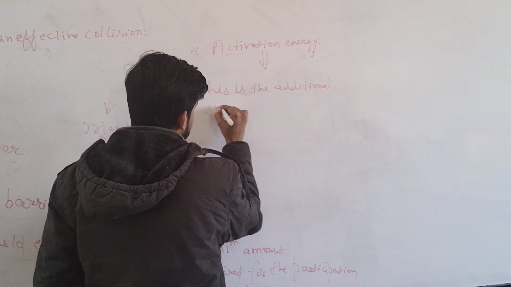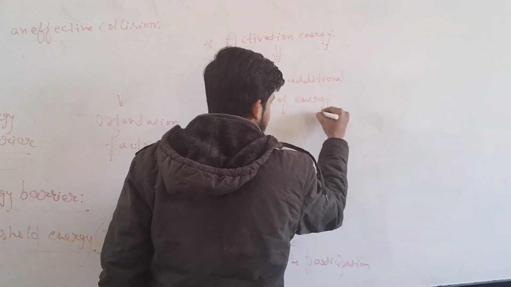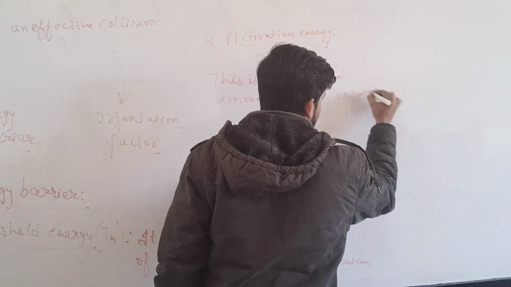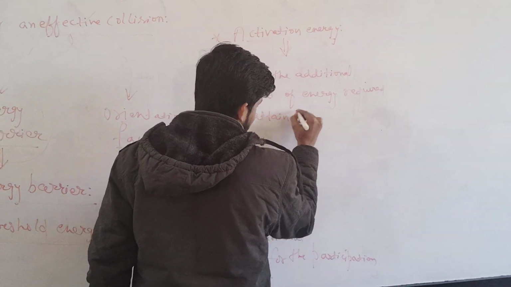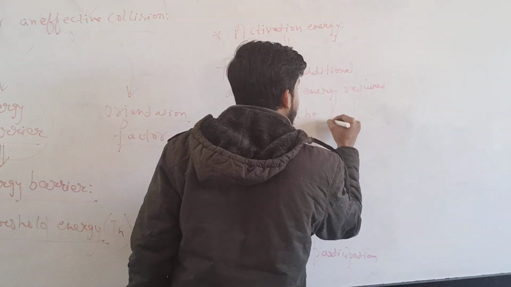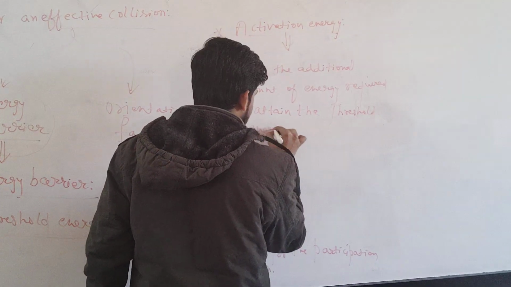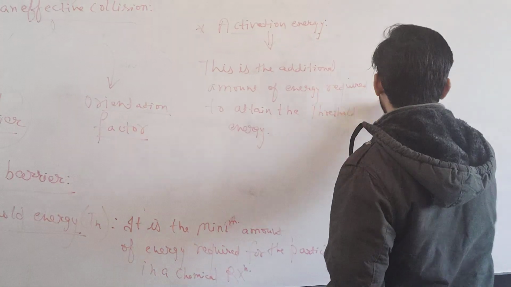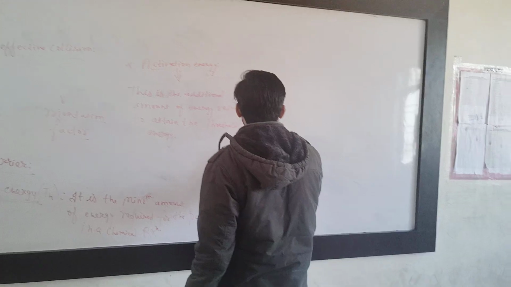The additional amount of energy required to attain the threshold energy. Threshold energy we can understand through a graph also. For example, if you take a graph, so for example we have a graph here.